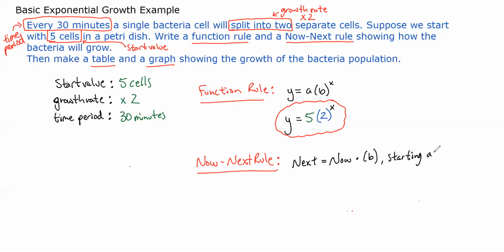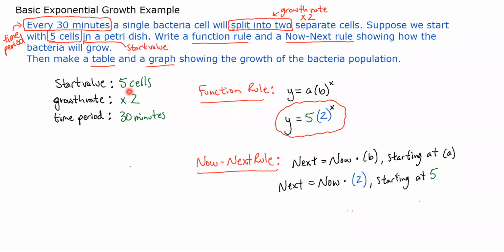starting at a. Right, so in our case, we're going to have next equals now times 2 starting at 5. Then we're just using the same 2 pieces of information, right?